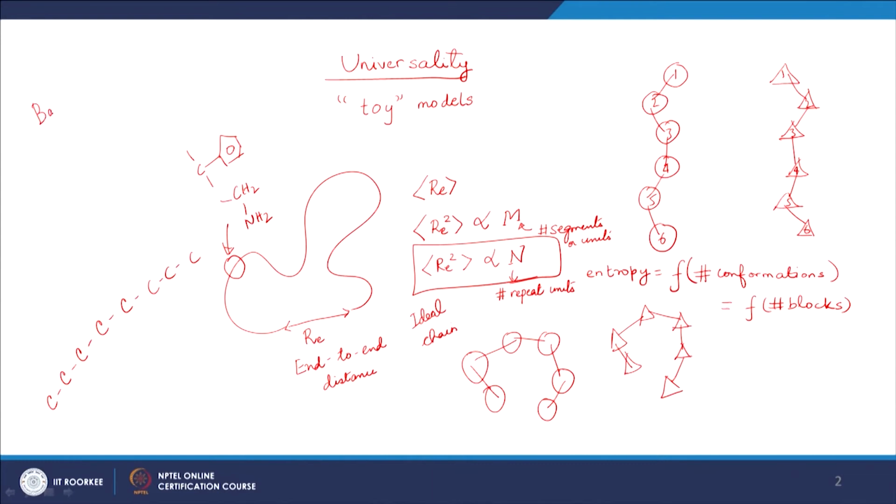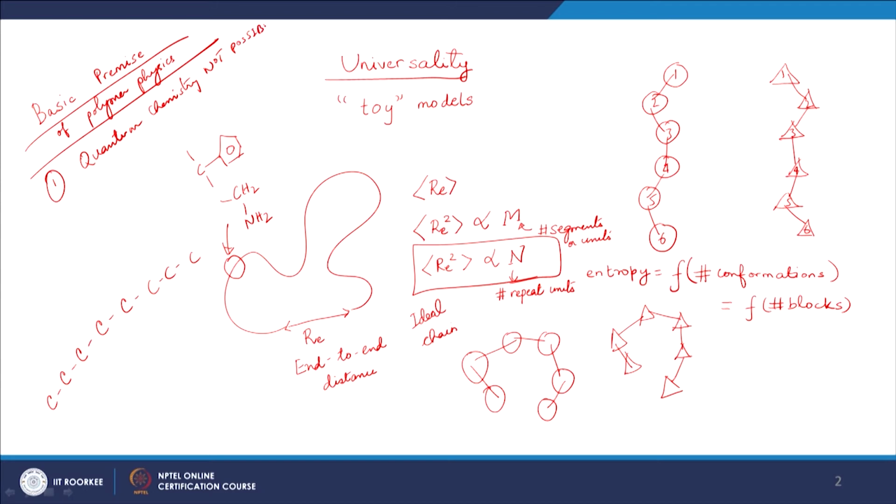Okay, so this is, I would say, the basic premise of polymer physics. One, quantum chemistry is not possible, and second, toy models do work for many features.